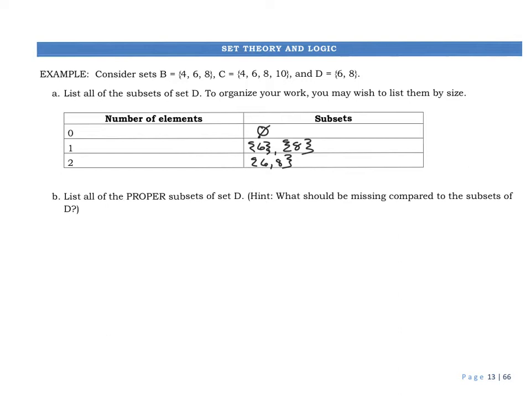All right, and then next it says list all of the proper subsets of set D. And the hint is what should be missing compared to the subsets of D? Well, we are going to include all of these except for the set itself for the proper subsets. So that would be the empty set, the set with 6, and the set with 8.